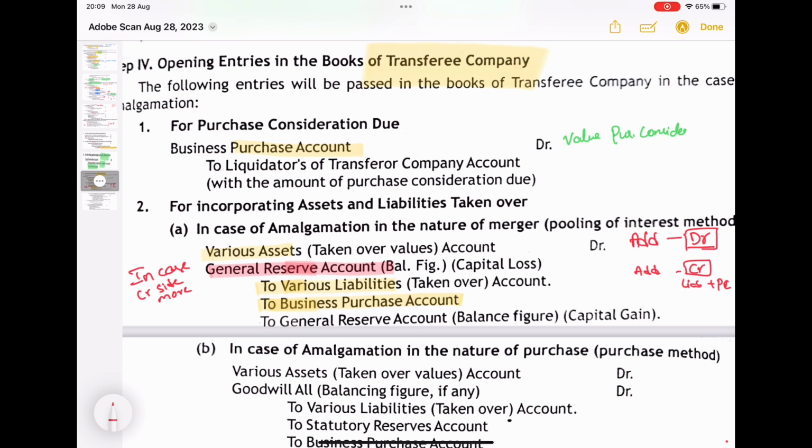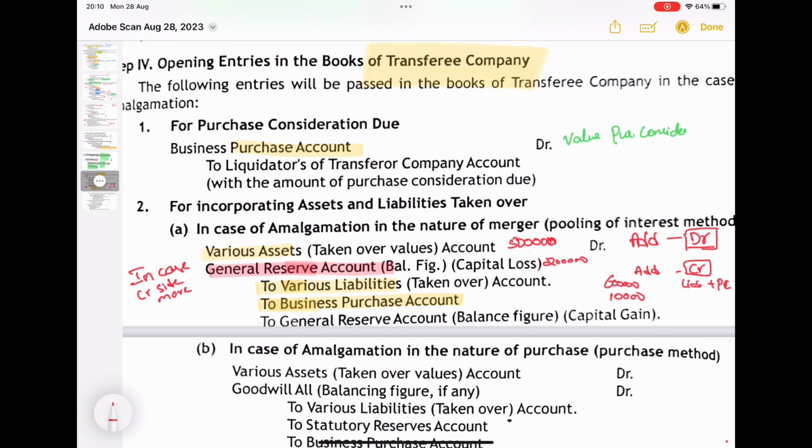For example, if you have debit side 5 lakh, the assets taken over value by the company is 5 lakh, but your liabilities are 6 lakh and PC is 1 lakh. So total credit side we are having 7 lakh. So how much balancing figure we are having here? 2 lakh, isn't it? So here I'll write 2 lakh in debit side. I'll mention it as general reserve account, balancing figure. So total 7 lakh each.